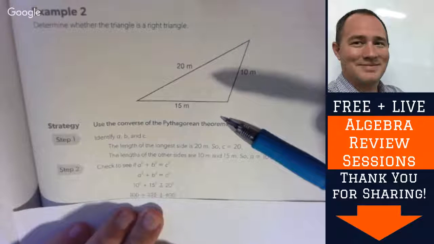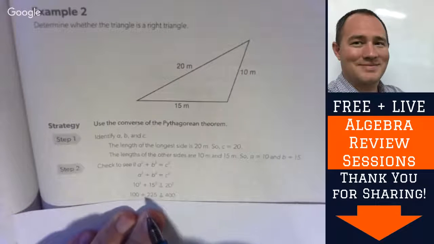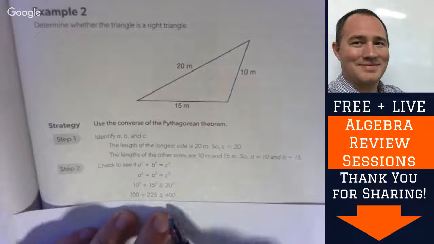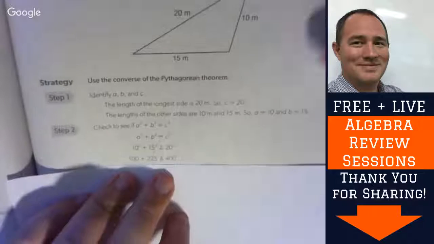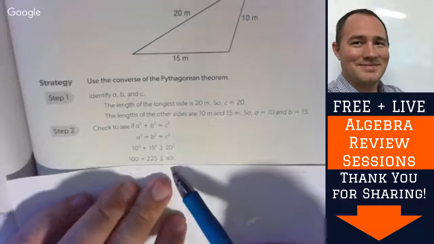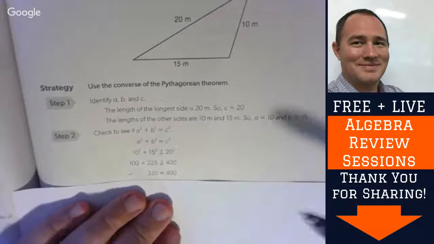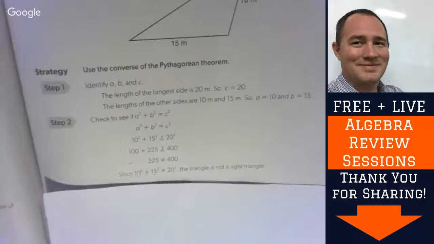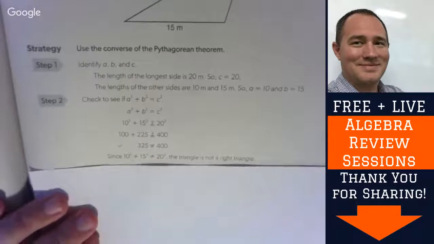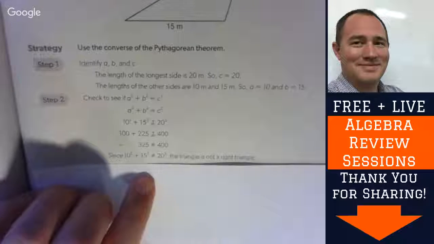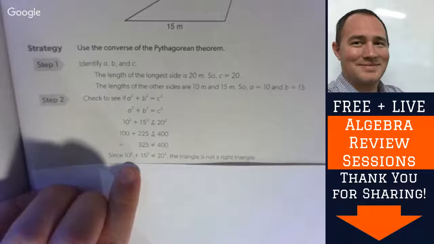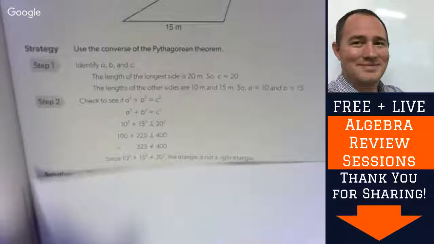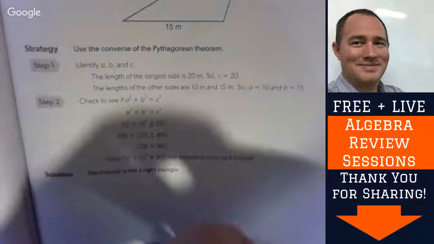So 10 squared is 100. Squaring 15 gives us 225. Squaring 20 gets us 400. So if we add 100 and 225 together, would that give us 400? I don't think so. 325 does not equal 400. Since 325 does not equal 400, 10 squared plus the other leg, 15 squared, does not equal 20 squared. So this is not a right triangle.